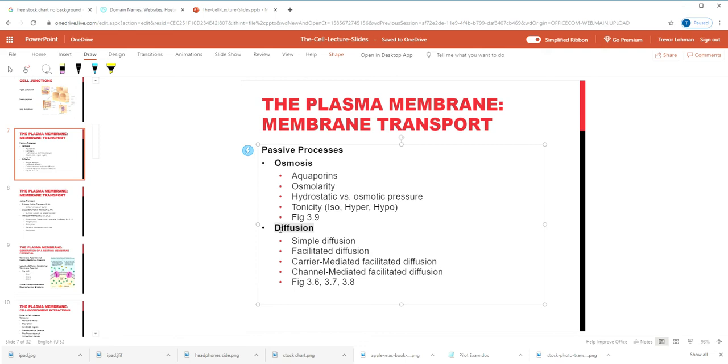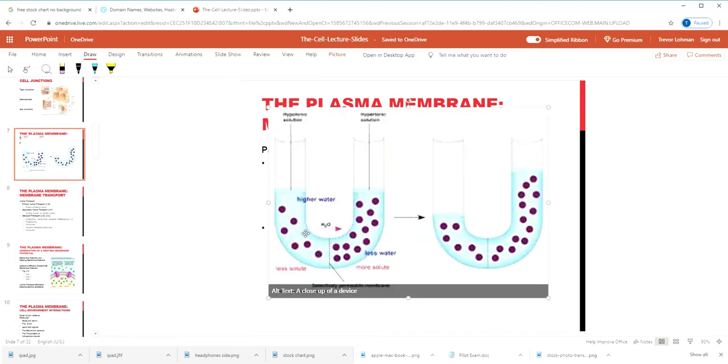And then hydrostatic versus osmotic pressure. I'm actually going to bring this beaker back. In this first picture on the left, we have osmotic pressure pulling the water from the left to the right. The water wants to go to the right because it wants to go down its concentration gradient. It's just a natural force, and that is osmotic pressure.